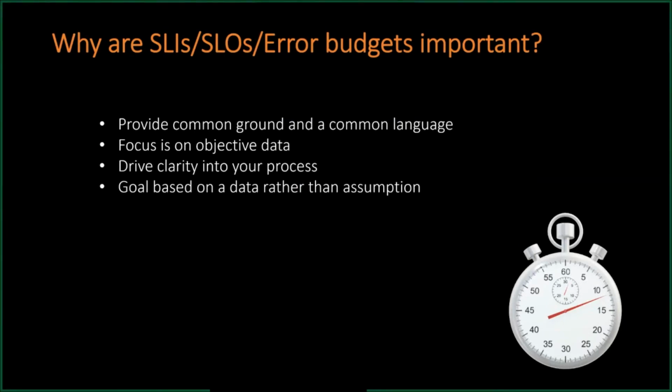Because of the mindset that we always had a stable system, we have issues here and there. This here and there is a problem, right? So we need to have a common ground and a common language. That is why we are measuring. That is why it is important, to drive clarity into our process, and also to drive clarity on what to monitor.